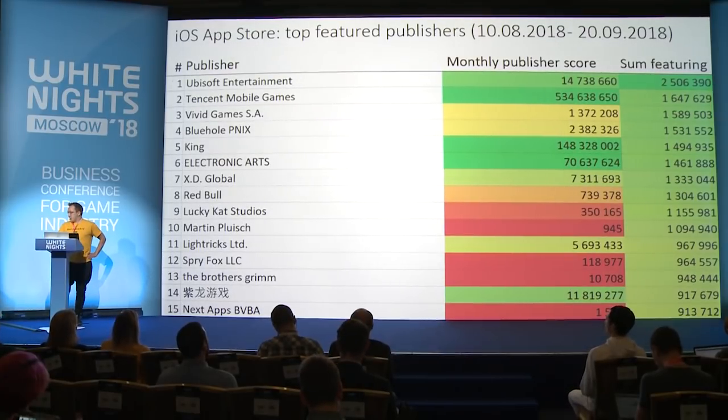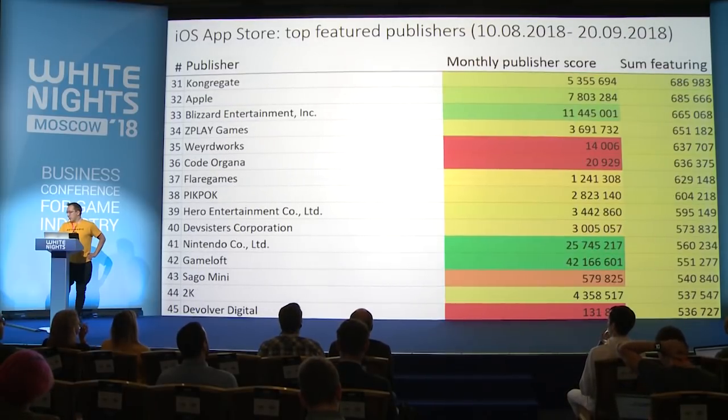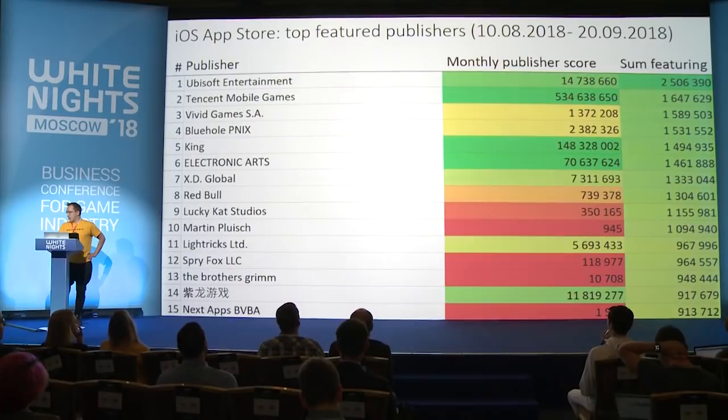Let's go to the second page. The second page and the third page look nearly the same. A lot of red and yellow colors. So Apple doesn't look like it is supporting the most successful publishers, like King or Electronic Arts.